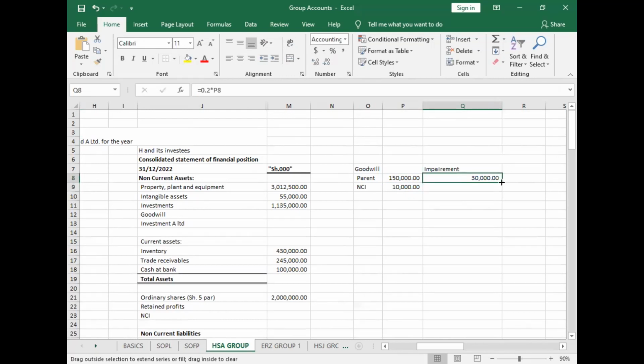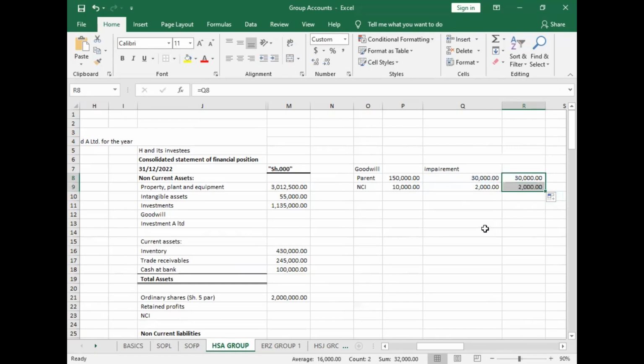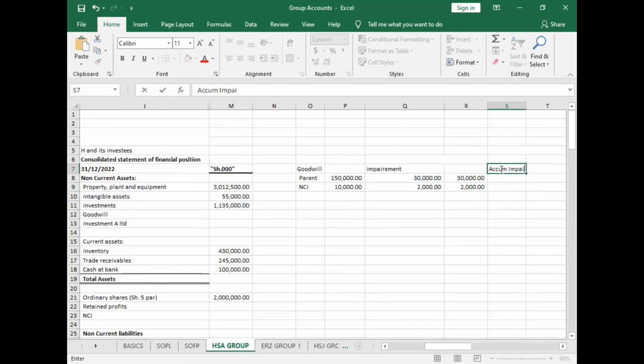Then I just drag down. Again, they have said an additional 20% on cost, so it will be the same. Then accumulated goodwill, accumulated impairment. So write just impairment. It will be equal to the previous one plus the current for the year. Then I drag down.